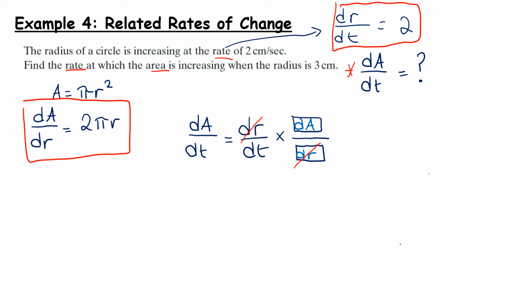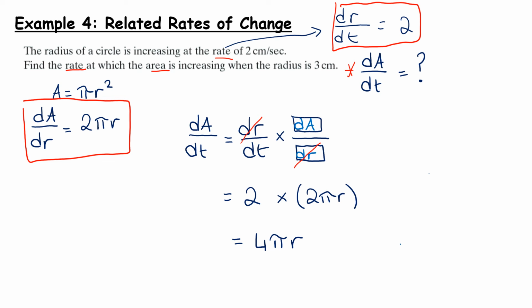Okay, so what I need to do to figure out my dA dt is dr dt, which was given to us as 2, multiplied by dA dr, which I worked out, which was 2 pi r. And my answer is 4 pi r. And that is the rate at which the area is changing.